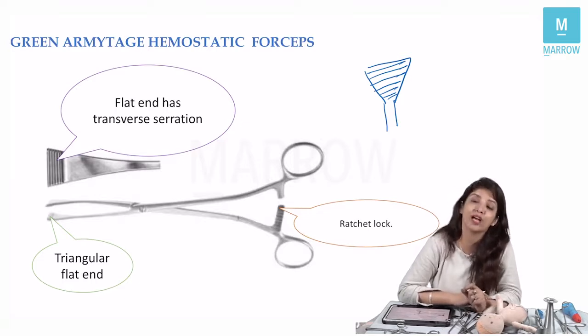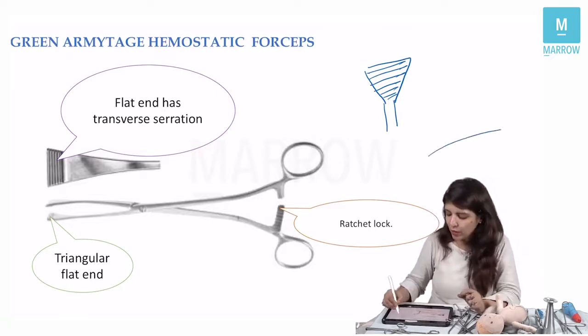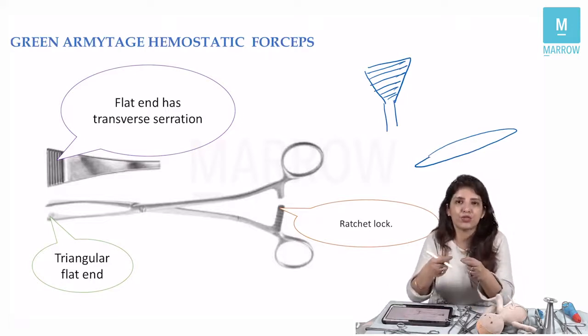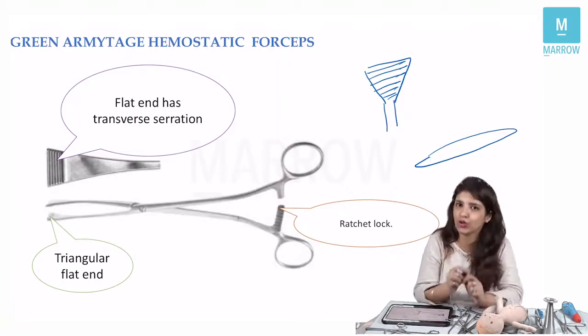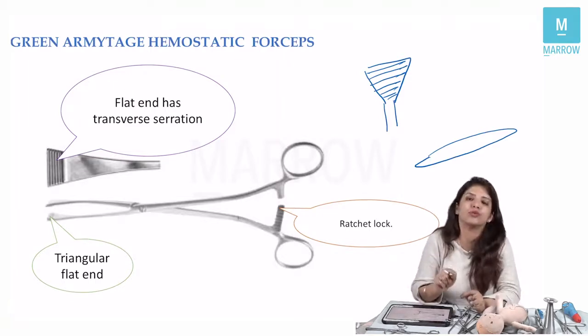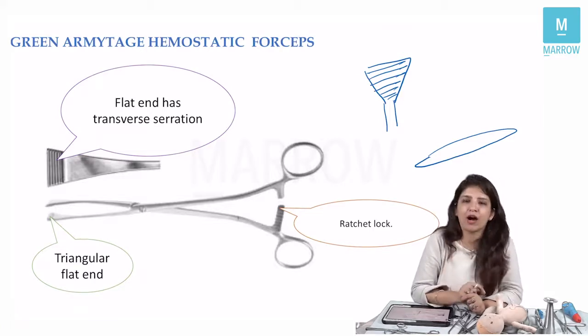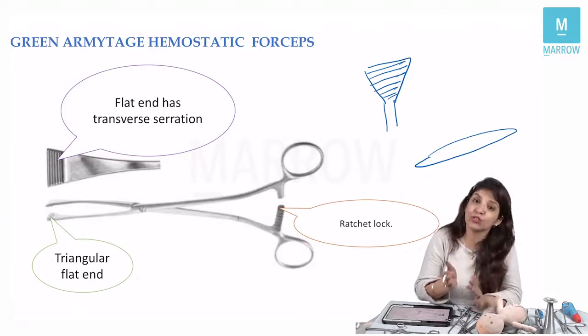So although you could have used an Alice forceps also, at the place where you have given a uterine incision and you want to stitch it, you could have held the uterine incision with the help of Alice forceps, but better is a Green Armytage, right? The advantage of Green Armytage is it has a very flat, broad end, but that is also the disadvantage.